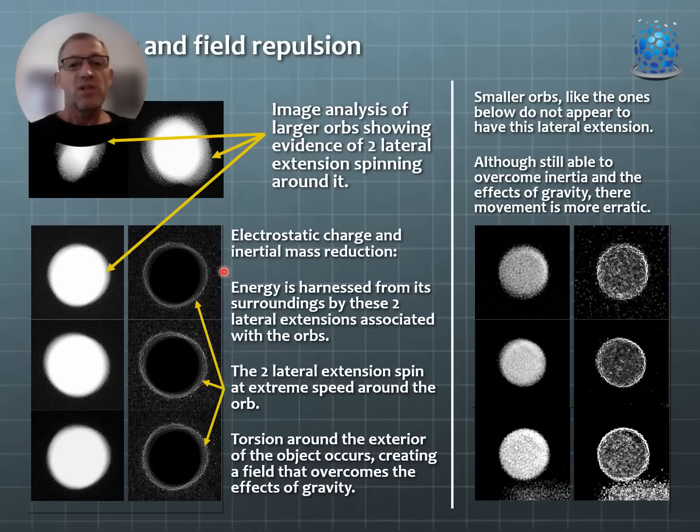Now, we suggested there's a relationship between electrostatic charge and inertial mass reduction, and that the energy is harnessed from its surroundings by these lateral extensions associated with the orbs. And you can see evidence here perhaps that they're spinning around the orb at extreme velocity. Now, we suggest this creates torsion around the exterior of the object and a field that overcomes the effects of gravity.